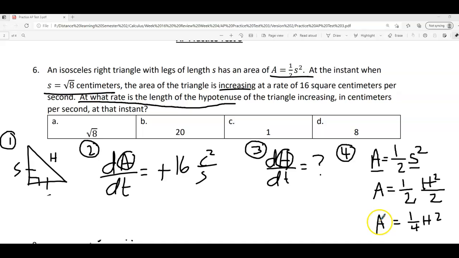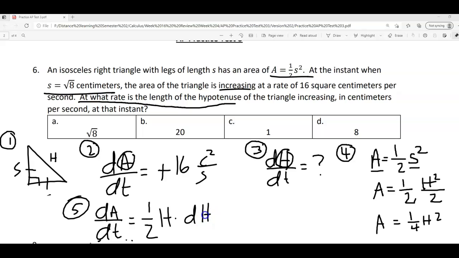So if I take the derivative of this, I'm going to end up with, call that step 5, dA/dt is equal to, I would multiply the 2 to the front, which is going to be 2/4, which is 1/2 h, and then times dh/dt. Okay, so that's step 5, take your derivative. Step 6 is to start plugging in anything that you can. Now, for instance, I know what dA/dt is. That's 16, so I can plug that in for dA/dt.